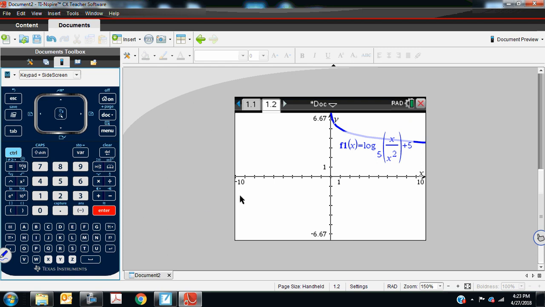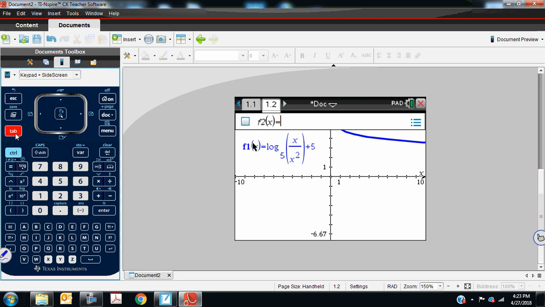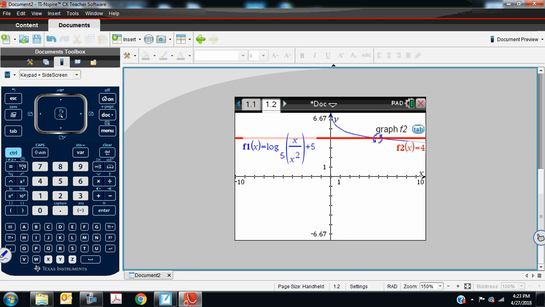So it creates this log function. And then on this calculator you can push the tab button, and it'll allow you to type in another function on the same set of axes. So the other side of the equation was just 4, so I graphed that as its own function. And I can see it's a horizontal line. What I'm looking for is where the two functions cross each other, or where they are equal.